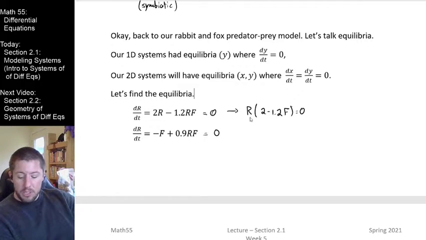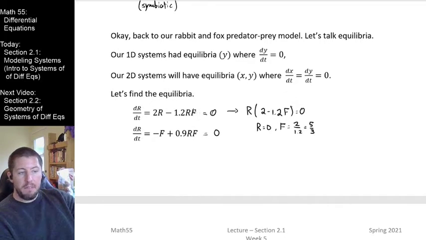And so I'm seeing that this first equation is equal to 0 either when r is equal to 0 or when the other factor is equal to 0. What do we get if I set that guy equal to 0 and divide 2 by 1.2? That's like 20 over 12, that's like 10 over 6, it's like 5 over 3. So r equals 0 is one way that I can have my first differential equation be equal to 0. The other way is I can have f be equal to 5/3.